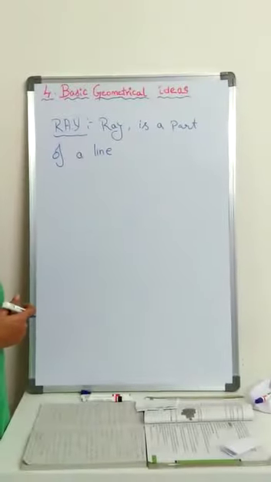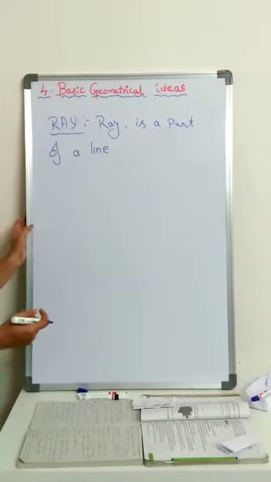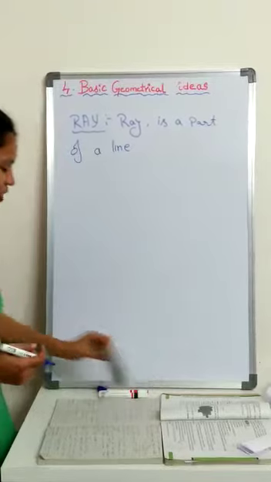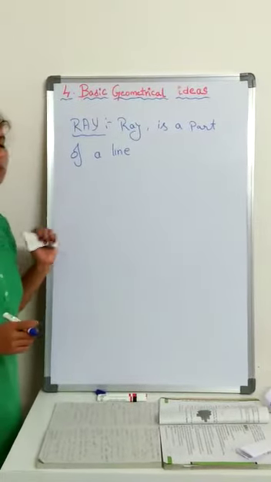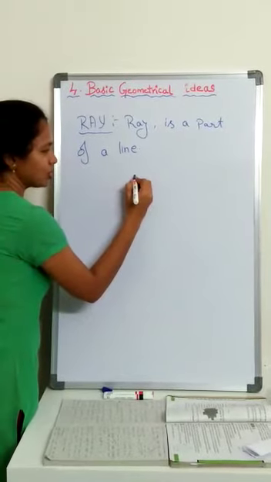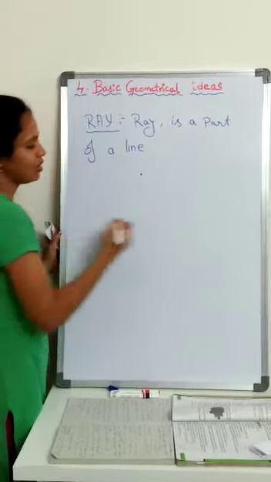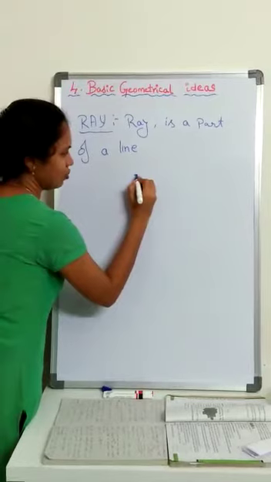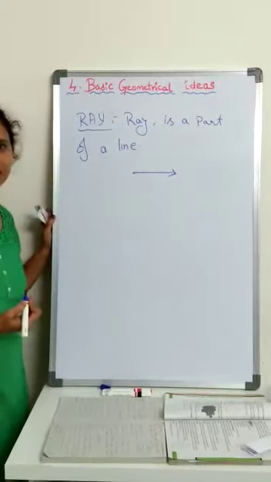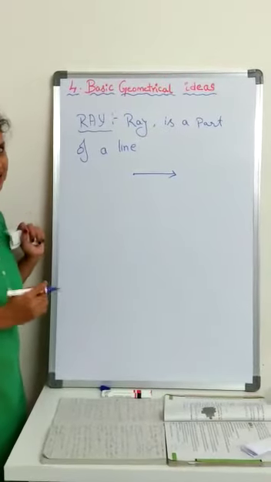Good morning. Now in this class, we shall see about a geometrical concept, ray. So what is a ray? A ray is also a part of a line. It will have one end point, and the other end, in whatever direction it's going, is a straight path, and in the other end, it can extend endlessly.